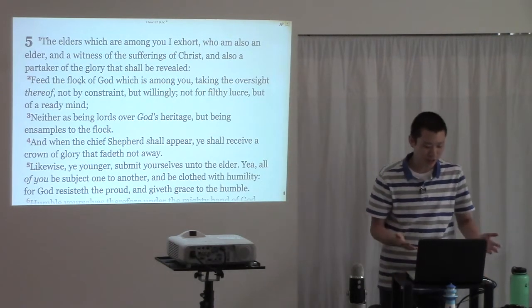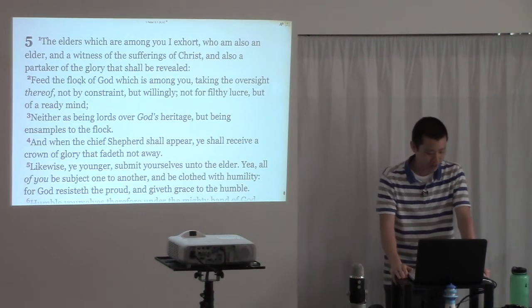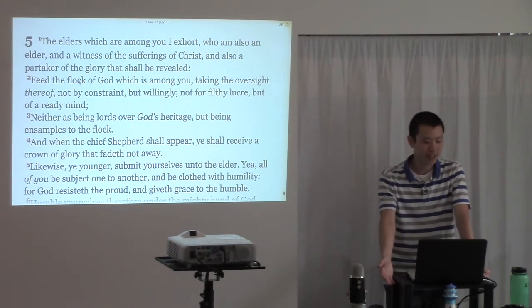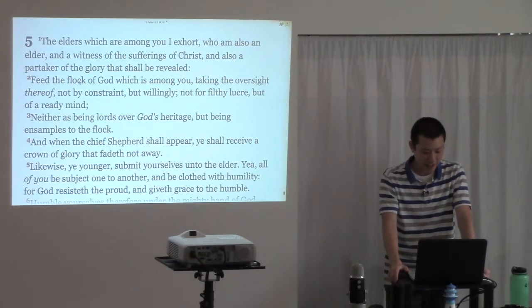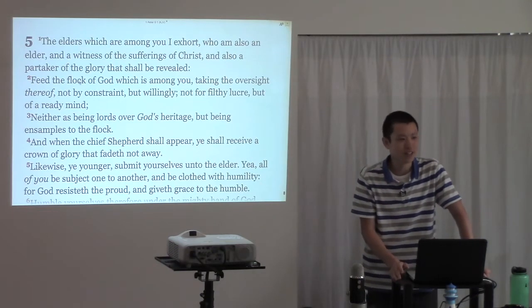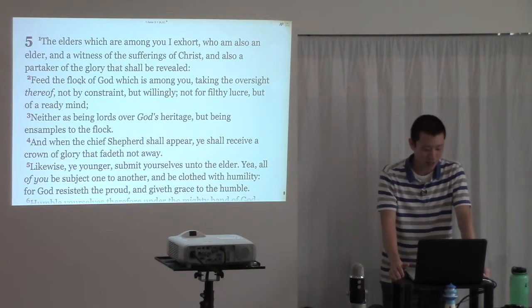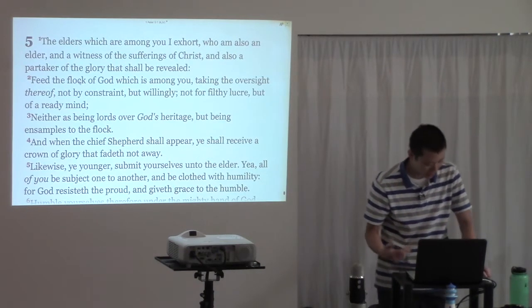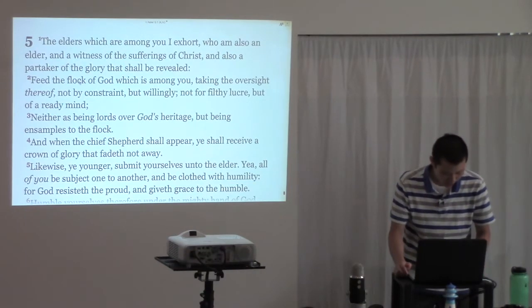Now, how do we earn this crown? I think this crown is earned by your testimony, by being a good example. We see there in verse 3, neither as being lords over God's heritage, but being ensamples to the flock. Now, that's something that we can all do. That's not just something that I can do. That's something that we can all do. We can all be a good example to other people, whether it's believer or unbeliever.